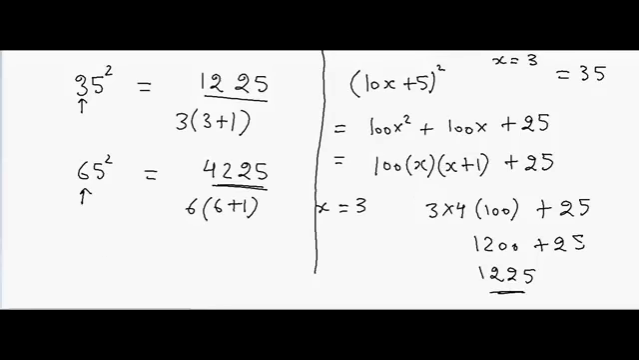Another example, if I have 85 squared and I want to do a square, that will end with 25, and we'll do 8 into 9, which is equal to 72. So the answer is 7225. This is how this trick works.